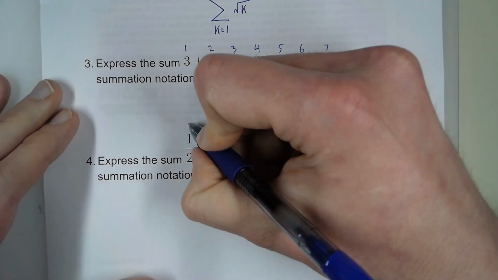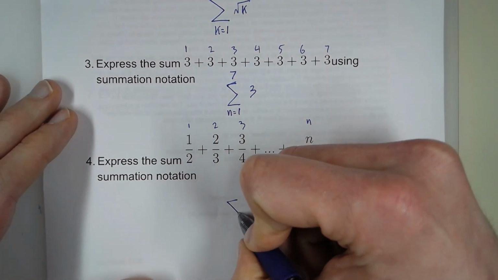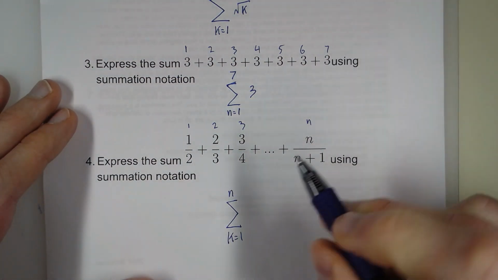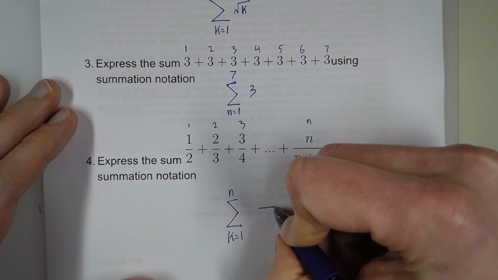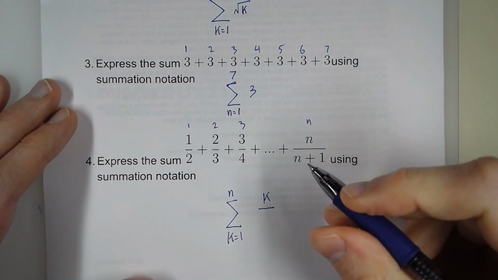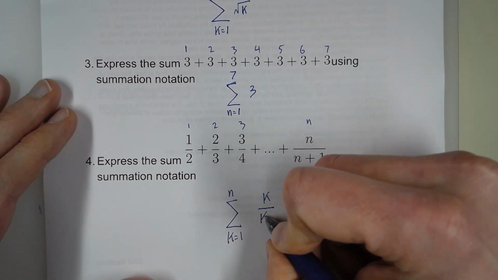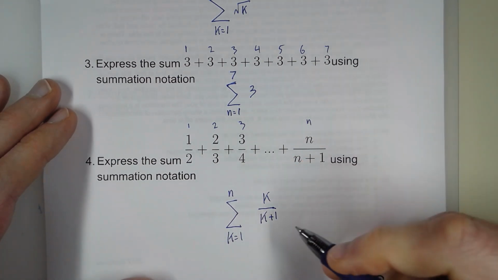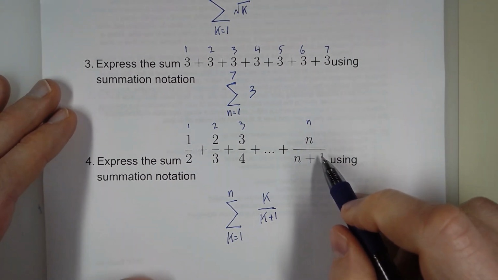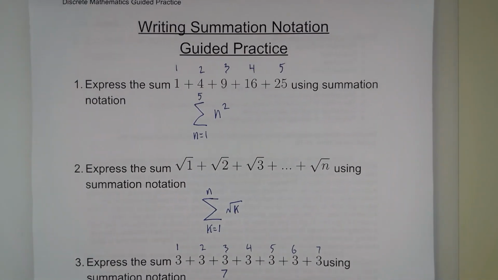Number 4, here we've got 1, 2, 3, all the way up to n. So again, we can't use n. We've got to use a different letter. And so what are we doing? Well, we have a fraction. On top, the numerator is just whatever number you're plugging in. So that's k. But on the bottom, this number, 2, 3, 4, is 1 more than that. So that's going to be k plus 1. And you notice that this formula matches this one. The only difference is that this is what you get when you plug n in for k, for that last term.